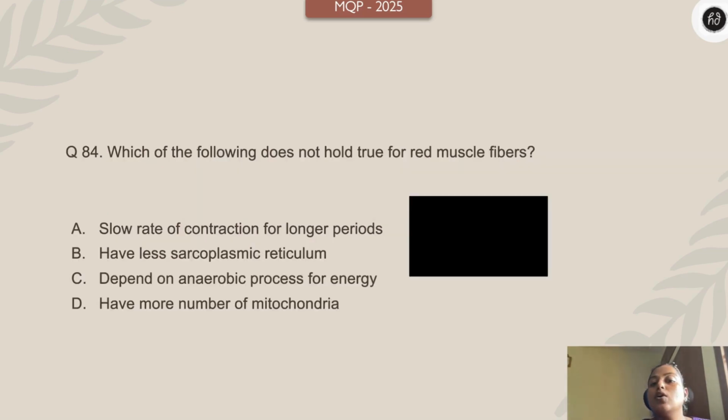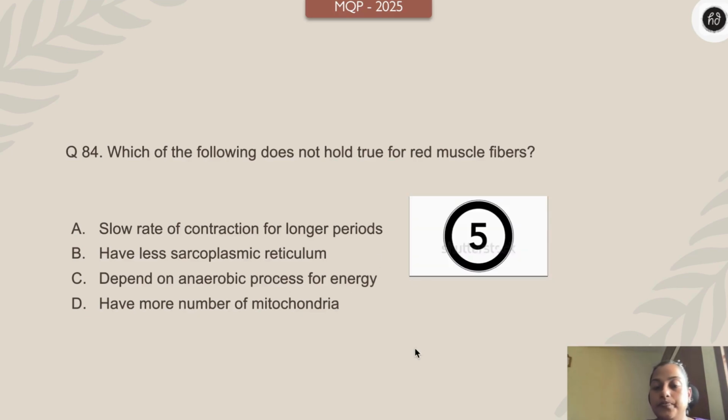Which of the following does not hold true for red muscle fiber? Which is not true with respect to red muscle fiber. Slow rate of contraction for longer periods, have less sarcoplasmic reticulum, depends on anaerobic process for energy, have more number of mitochondria. Your time starts 3, 2, 1 right now.